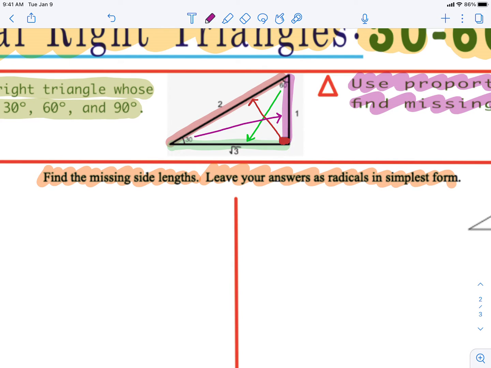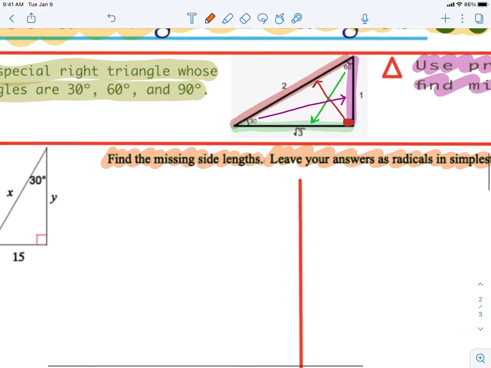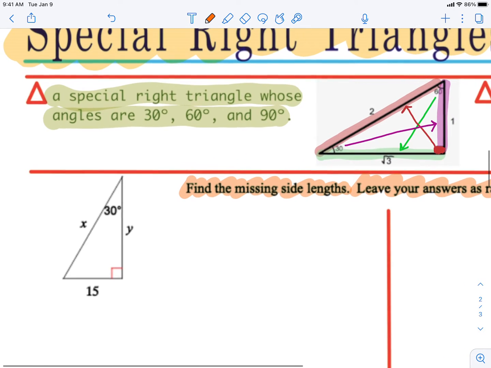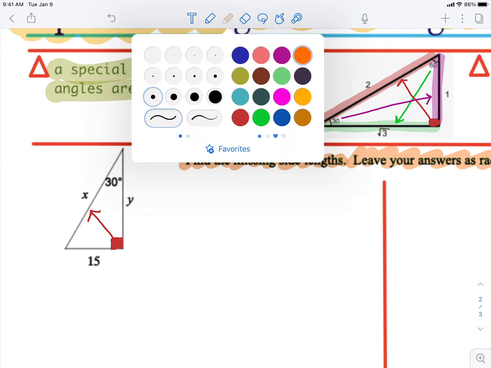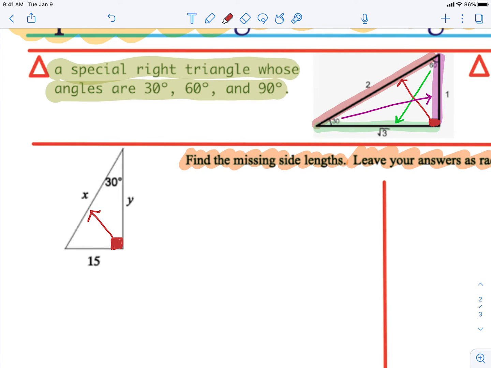All right. Let's take a look. So we have our first triangle here. The first thing I'm going to do is identify my right angle. Right there. That means that across from my right angle is my hypotenuse. This is my hypotenuse. This is my red side.